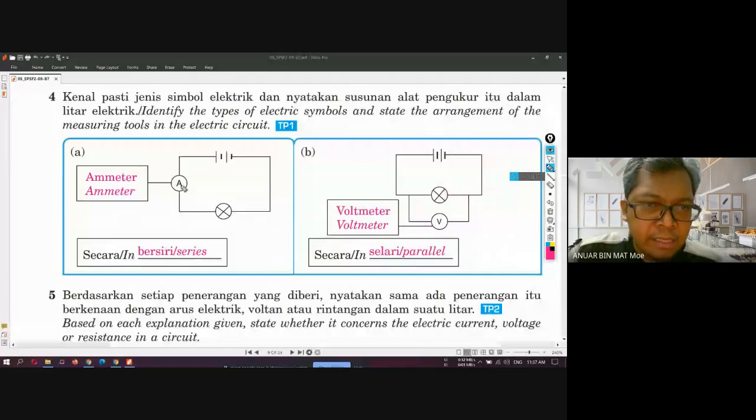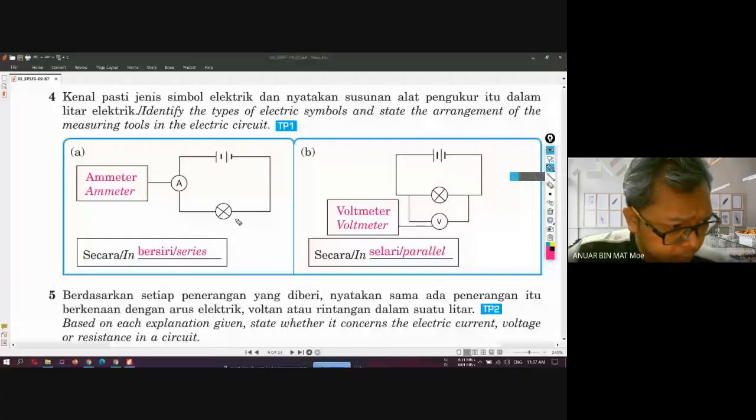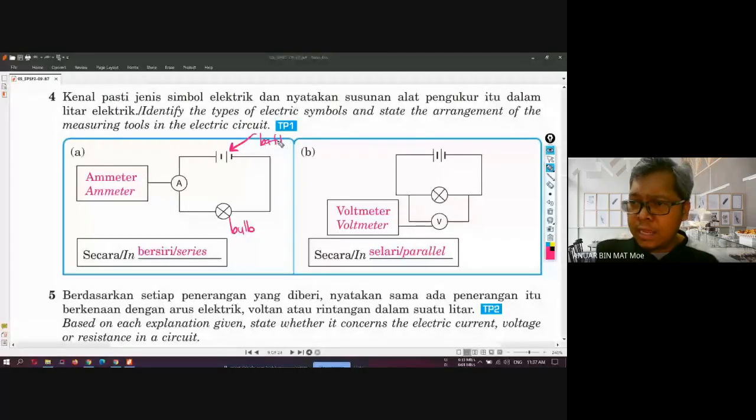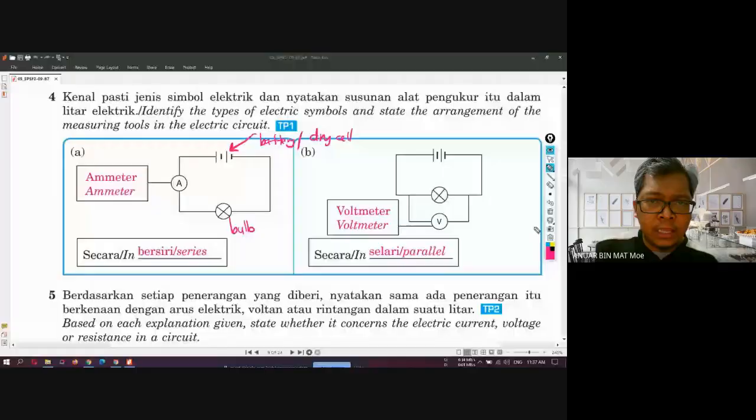And then here, this is the symbol of a bulb, B-U-L-B. And then this one, this is the symbol of what? This is the symbol of a battery, or the dry cell. If you can see the symbol of the battery, I will try to zoom in a bit to see more clearly.